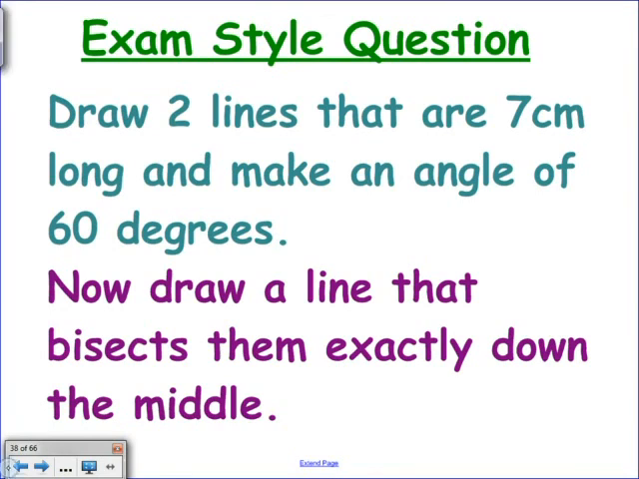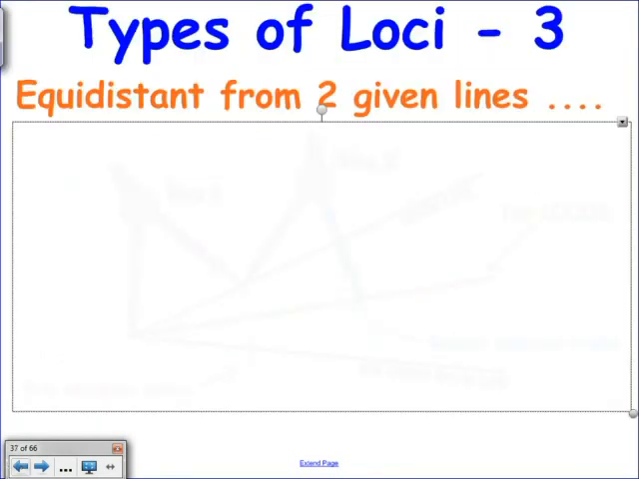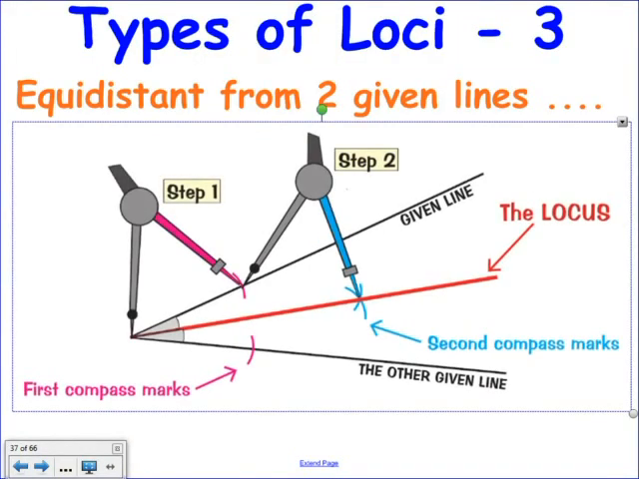So this is loci type 3, equidistant from two given lines. This word equidistant means the same distance between things. Might be a good word to remember. Equidistant. Okay? I think it comes up in your homework. So equidistant means the same distance between two lines.